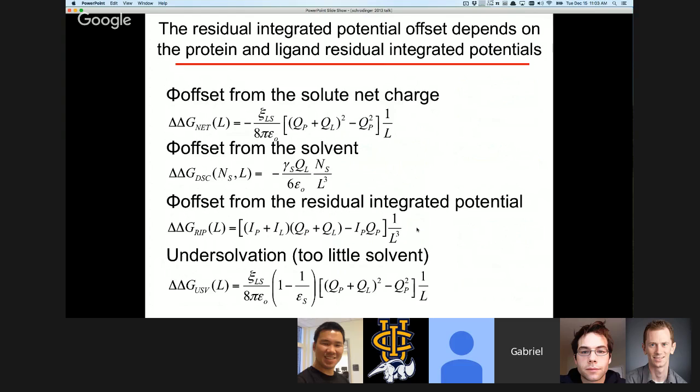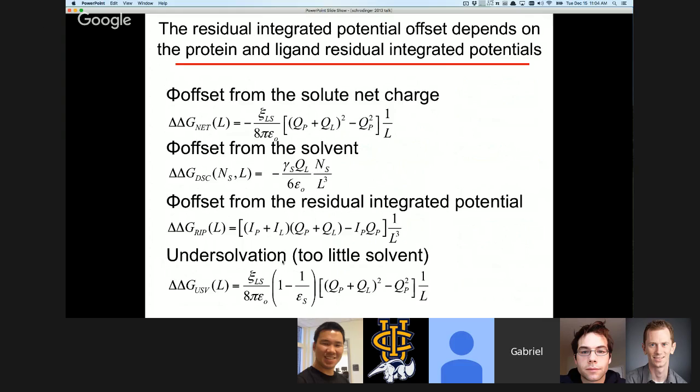So this is easy to calculate once you have calculated these residual integrated potential terms, the IP and the IL, and that's what you actually have to do your PB calculation to calculate. But the nice thing is you can do that PB calculation with any PB solver, because it's calculated under an infinite non-periodic system. So you don't need a fancy PB solver that can do periodic boundary calculations. You just calculate IP and IL using your run-of-the-mill PB solver, and then plug it into the formula, and then you have your free energy correction term that applies to your binding calculation.